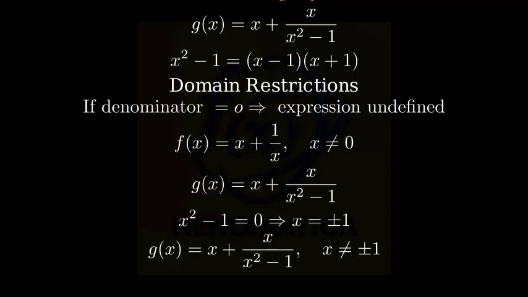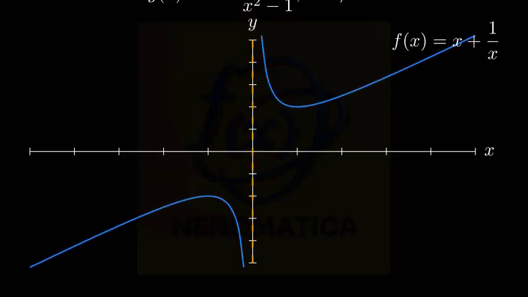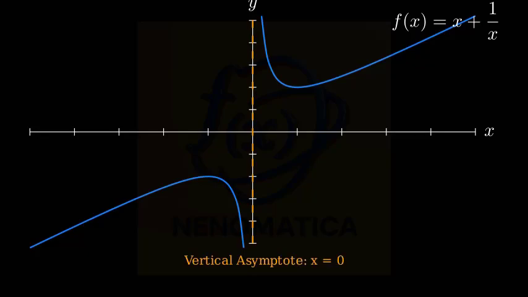Let's visualize the graph of our first rational function to understand its behavior. Here's the graph of f of x equals x plus 1 over x. Notice that there's a vertical asymptote at x equals 0, which corresponds to our domain restriction.